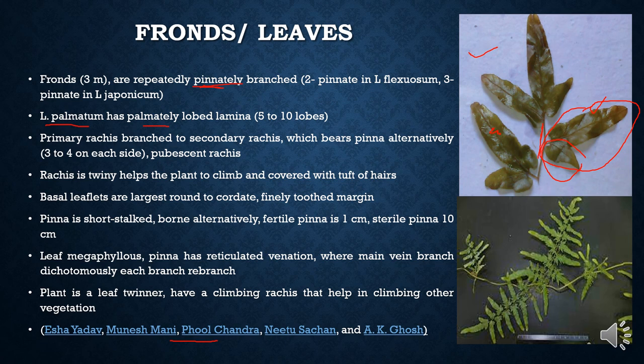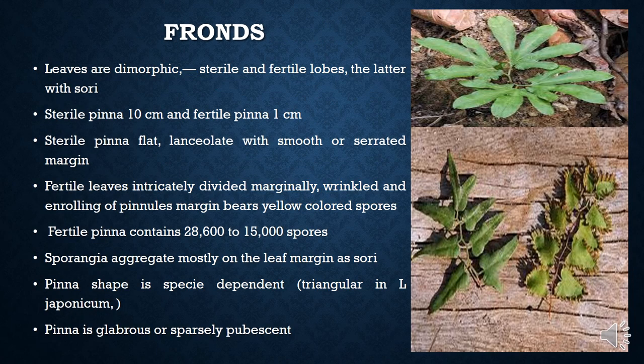We know that Lygodium has a dimorphic frond, where two types of leaves are found. This is the pinna. This is the leaf which is the sterile leaf. It does not have sporangia. And I'll be discussing the fertile leaf in the next slide. This is the picture of what the fertile leaf looks like.